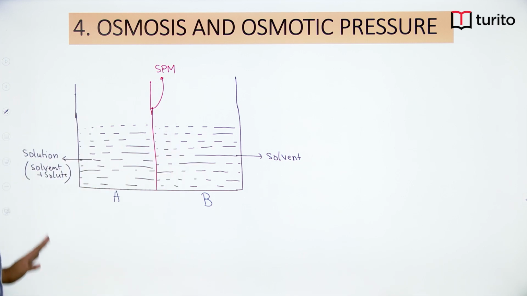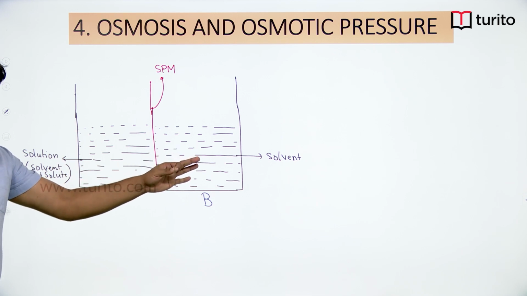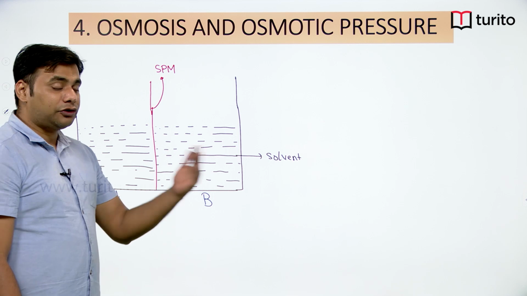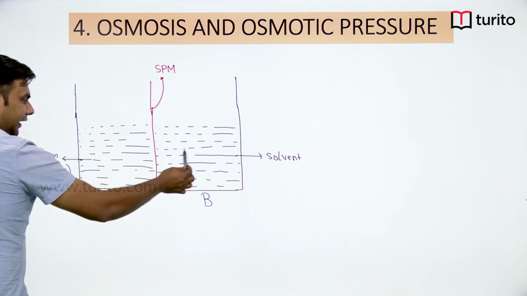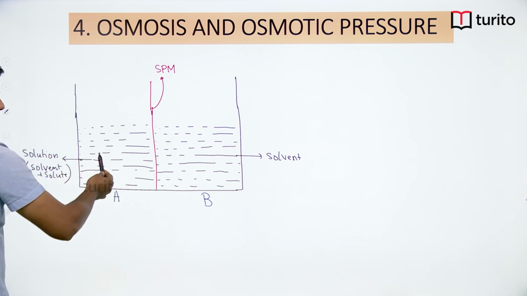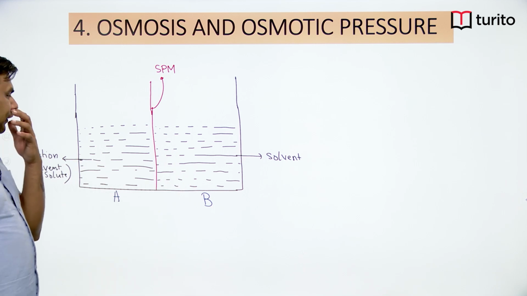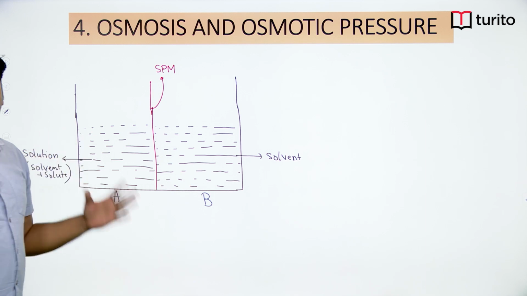Okay, so now we know that osmosis is the movement of solvent particles from one side to the other side through a semi-permeable membrane. Now the next question is, from where will the solvent move? Solvent can either move from B to A, or the solvent in the solution A can move toward the side B. Now which will move? Okay, so this can be explained on the concept of vapor pressure.